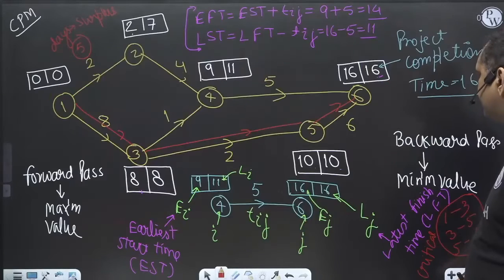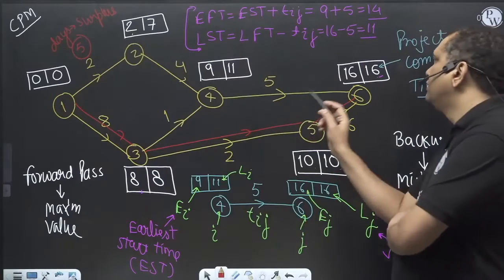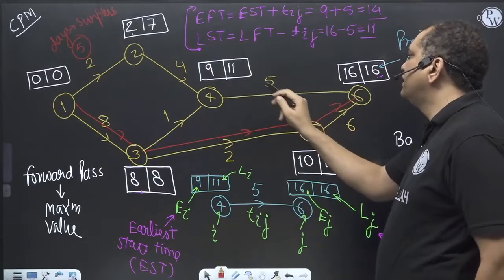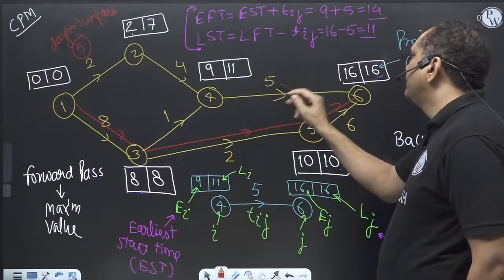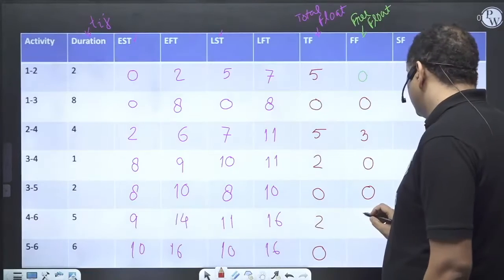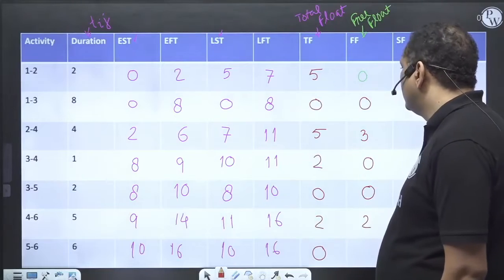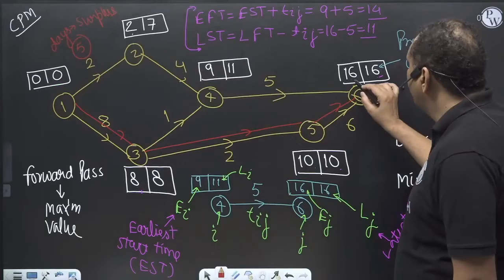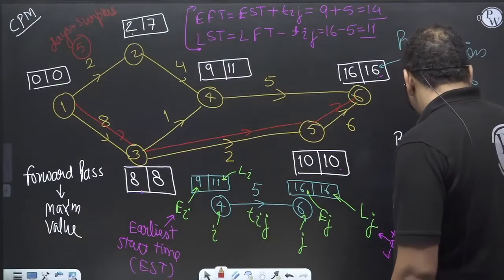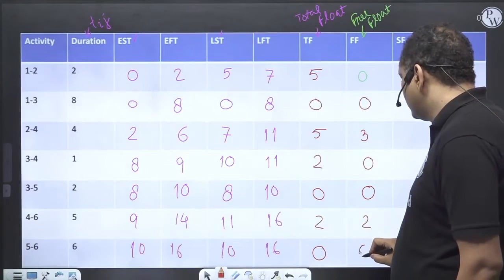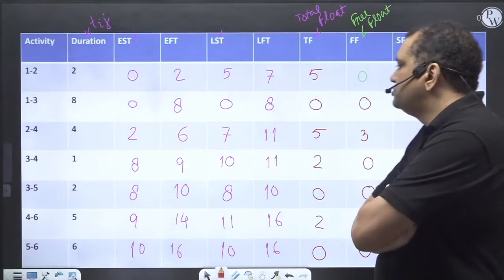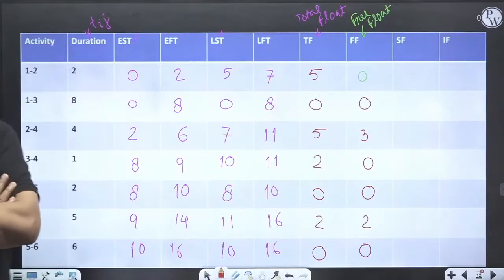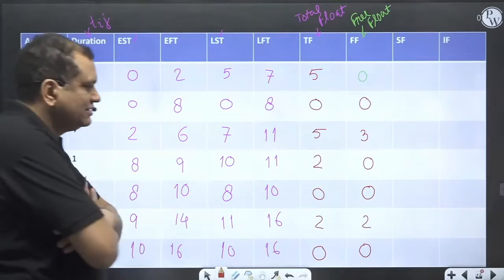Activity 4 to 6. EJ minus EI minus Tij: 16 minus 9 minus 5 is 2. And activity 5 to 6, EJ minus EI minus Tij is again 0. So this is the free float. We have calculated the free float.